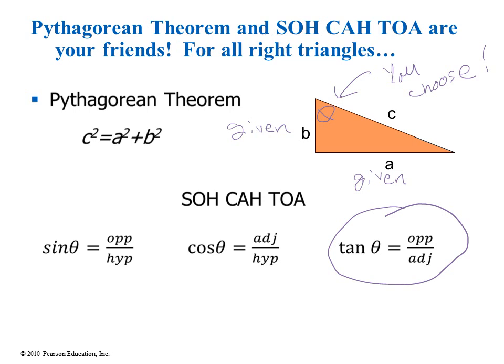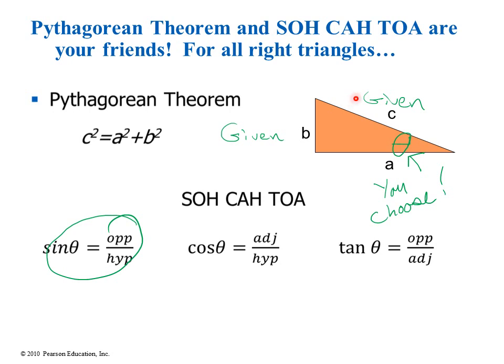So for this one, this is practice picking which function, the SOH, the CAH, or the TOA. So let's say you were given this leg down here, and you were given this leg over here, and you choose to put theta in there. What function would you use? Well, if you have the opposite leg and the adjacent leg, you're choosing to use the tangent: tangent theta equals opposite over adjacent.